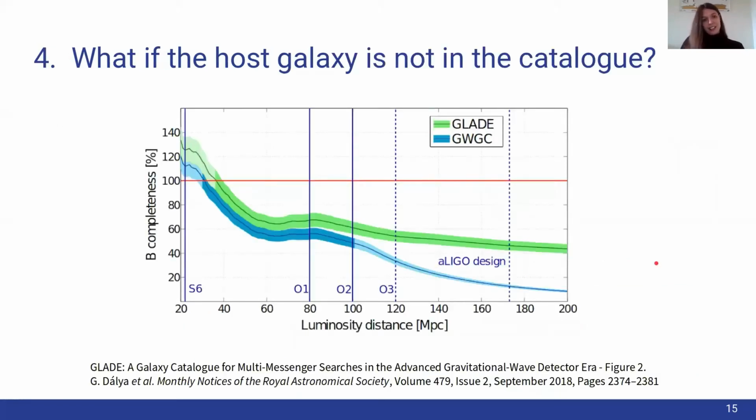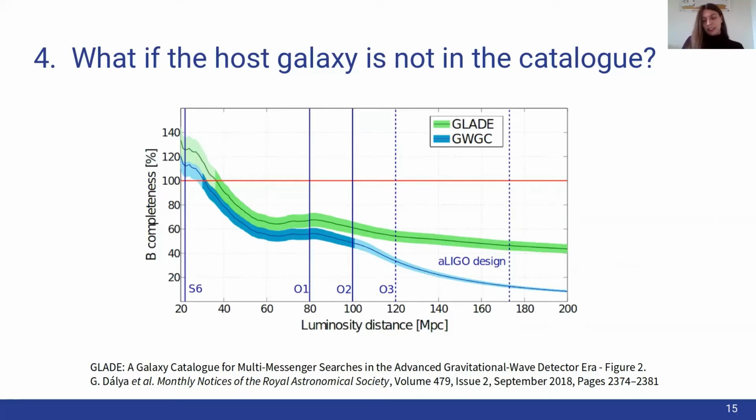The other interesting question is, of course, what if the host galaxy is not in the catalogue? This figure here is from the GLADE paper. GLADE is a composite catalogue made up of lots of different surveys, and essentially was put together in order to have a full sky covered catalogue for analysing gravitational wave data with. This is mostly just here as an example. Look at the green curve. This is B-band completeness as a function of luminosity distance. And essentially the important thing to note is that it drops off with distance. The higher the distance, the less complete your catalog is, which means the less likely you are to have a host galaxy inside it.